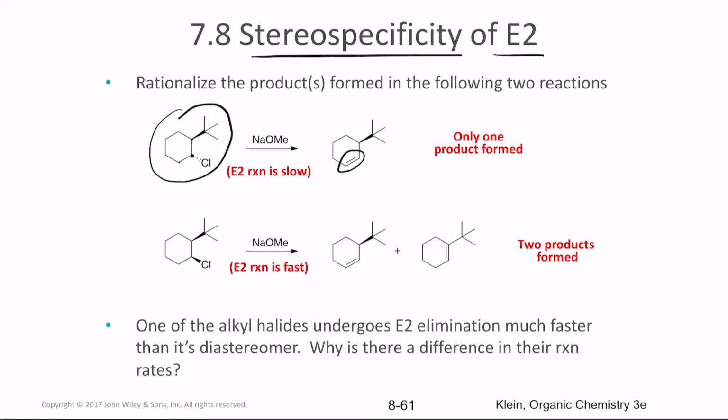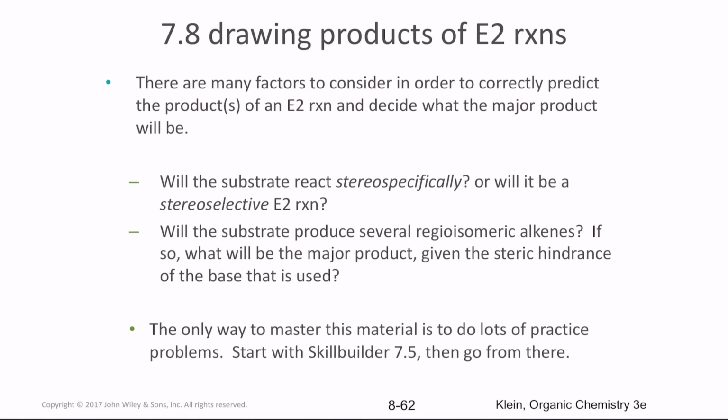So here it's an E2 reaction. Understanding the difference between the two reactions is really important. Why is it the case? Only one of the alkyl halides undergoes E2 elimination much faster than its diastereomer. So why is there a difference in the reaction rates here? This comes under the topic of E2 reactions, substrates, and the difference between stereoselective and stereospecific reactions. There are many factors to consider in order to correctly predict the products of an E2 reaction and decide what the major products will be.